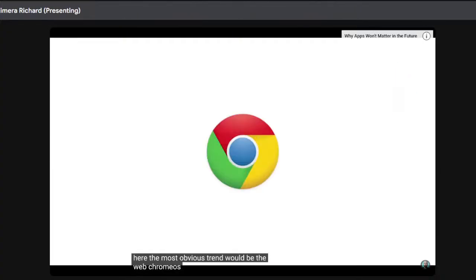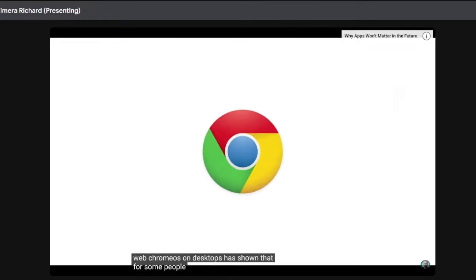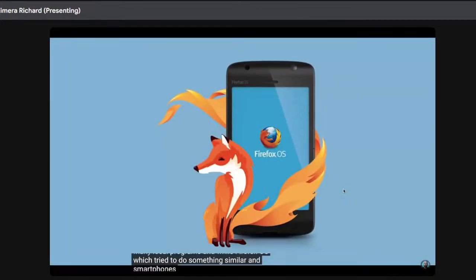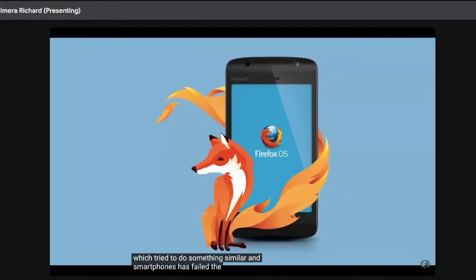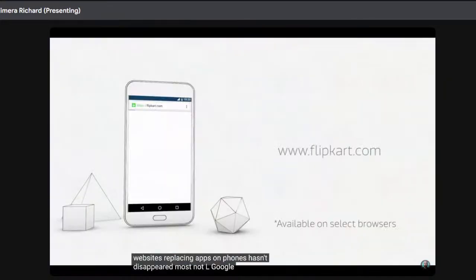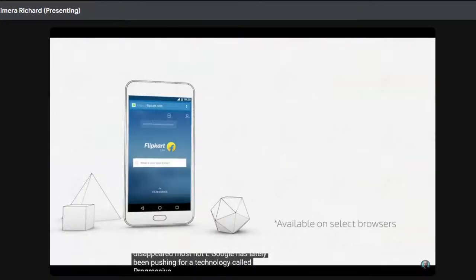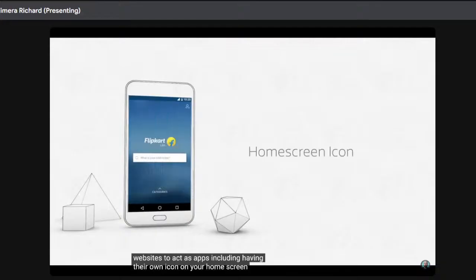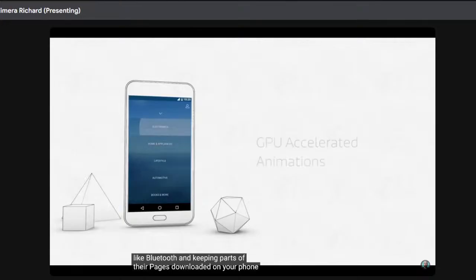Chrome OS on desktops has shown that for some people, websites can replace many local programs. And while Firefox OS, which tried to do something similar on smartphones, has failed, the dream of websites replacing apps on phones hasn't disappeared. Most notably, Google has lately been pushing for a technology called progressive web apps, which would allow websites to act as apps, including having their own icon on your home screen, accessing some of your hardware features like Bluetooth, and keeping parts of their pages downloaded on your phone for better performance and decreased data consumption.